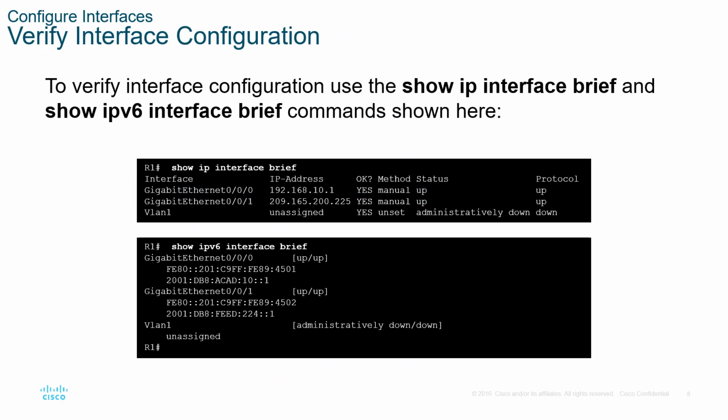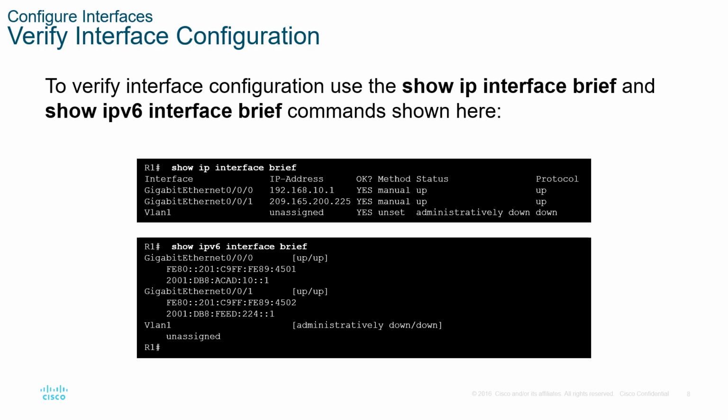Now to verify, and here it is right here. So to verify interface configuration, you're going to again use that show IP interface brief and show IPv6 interface brief as shown here. So again, what you're looking for, did I give my interface not only an IP address, but the correct IP address based on either the diagram that you saw, where everything was listed, or the table that you get at the beginning of a lab. The method is manual because you put it in, and the protocol is up and up.